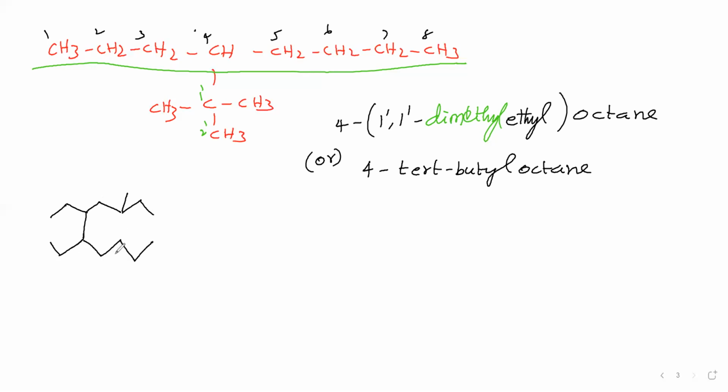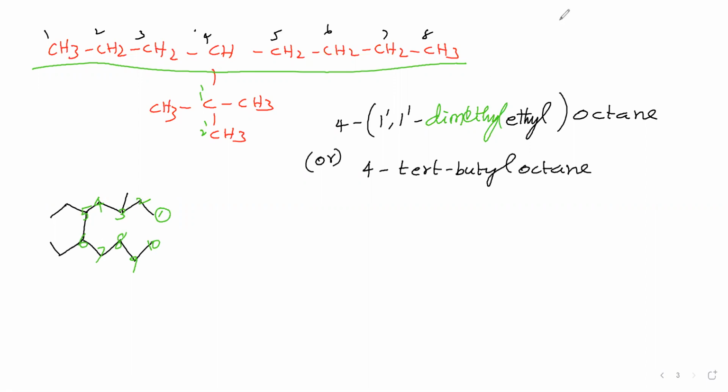We have taken the molecule in the bond notation. Here, let's see how to select the parent chain. This is the first carbon, the second carbon, the third carbon, the fourth carbon, fifth, sixth, seventh, eighth, ninth, and tenth carbon. So the parent chain contains 10 carbons.